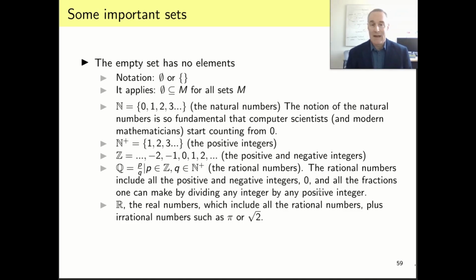There's N, the set of natural numbers. It's very fundamental, and computer scientists and modern mathematicians start counting from zero, so that's where we're going to stick with this course. If you look at really old literature, maybe 100 years old, there might be some confusion about that. We can also be very explicit in our notation. We could say N plus is strictly the positive integers, so not including 0, starts at 1, 2, 3, etc.